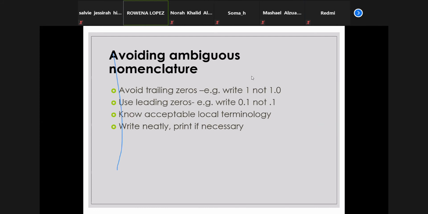So avoid ambiguous nomenclature. Avoid trailing zeros: write 1, not 1.0. Use leading zeros, for example, write 0.1, not .1. No unacceptable local terminology, write neatly, print it if necessary. So we actually have policies in each hospital for the abbreviations that we can use, approved abbreviations, so we need to check it out also.